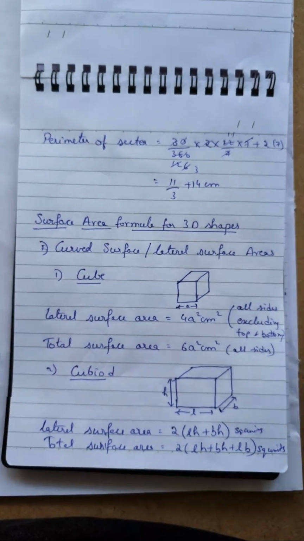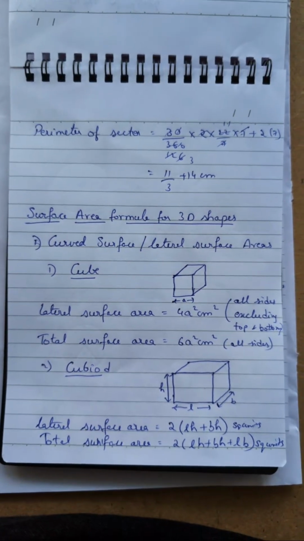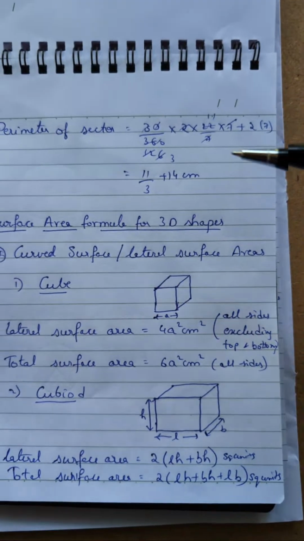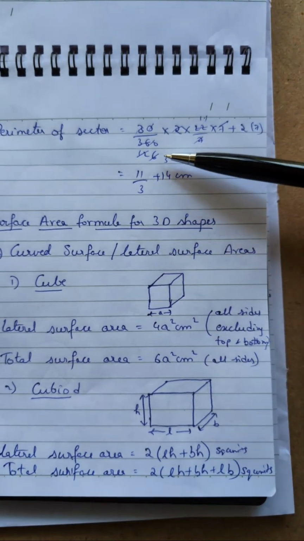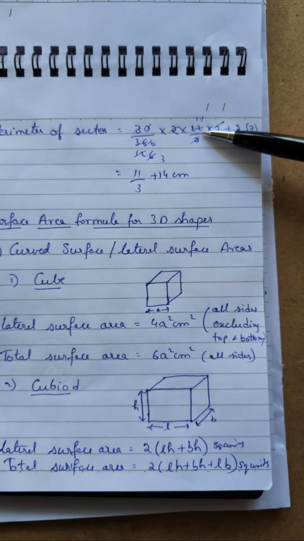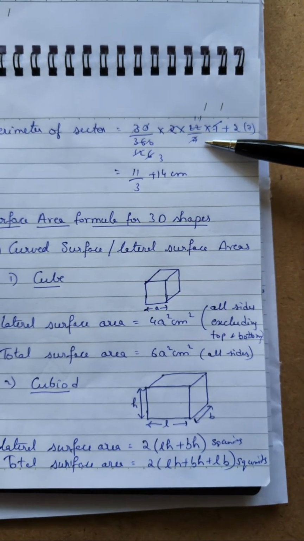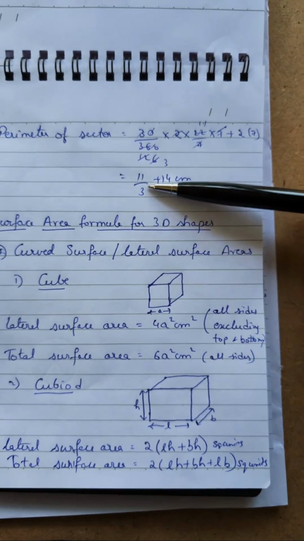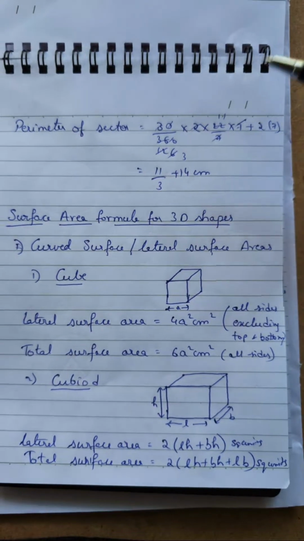So this is an example of a question where they have asked for the perimeter of a sector, and they have mentioned theta as 30 degrees and r as 7. Then the answer is theta by 360, that is 30 by 360, into 2 into 22 by 7 into 7. 22 by 7 is the value of pi, as I mentioned. You can also consider it as 3.14 if they didn't mention it. Plus 2r, 2 into 7. So the total value will become 11 by 3 into 14 plus 14 centimeters.